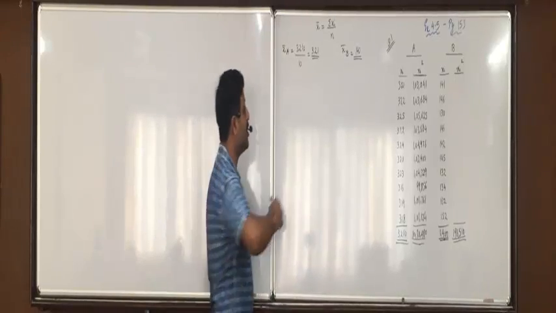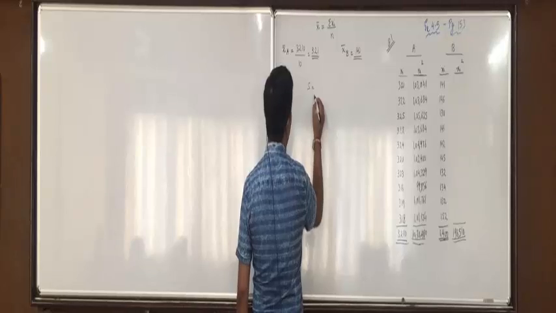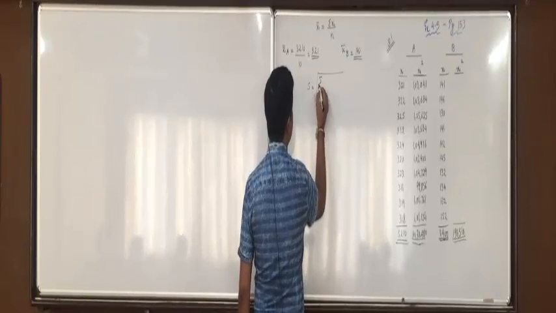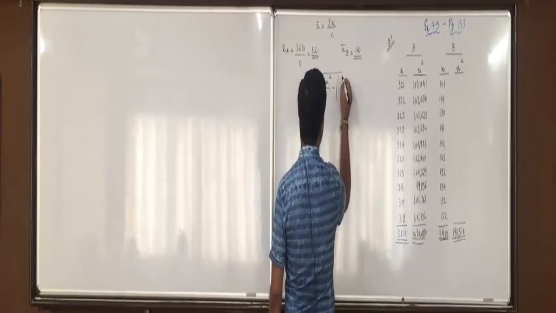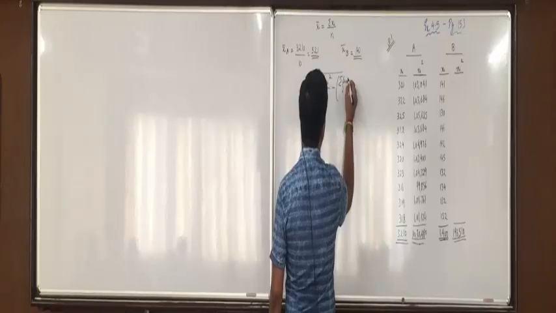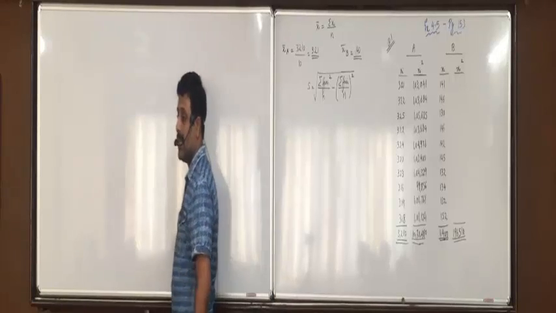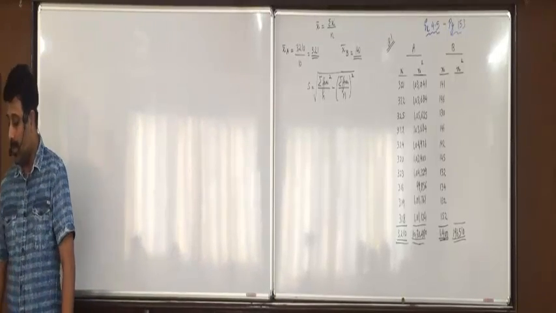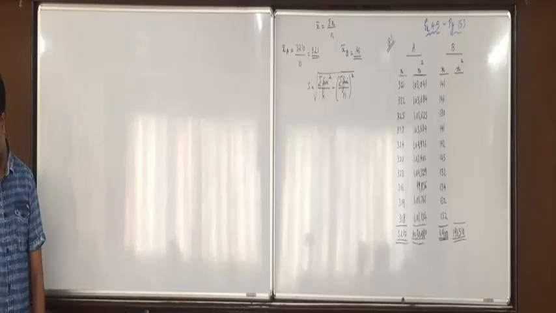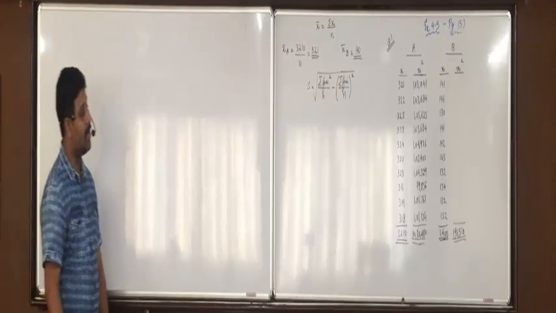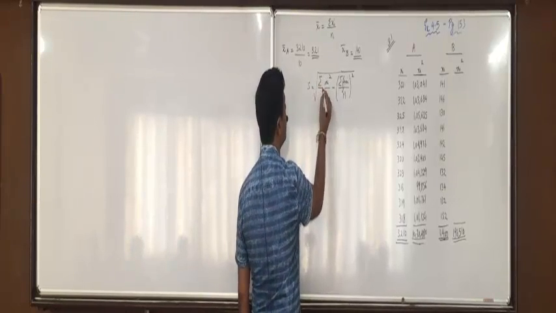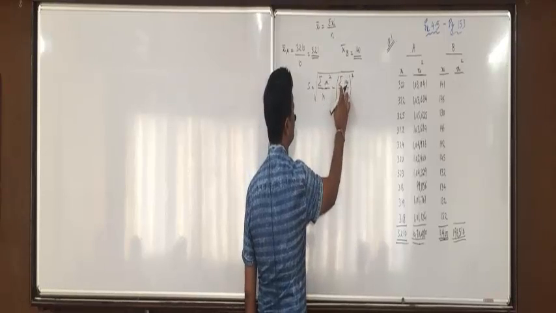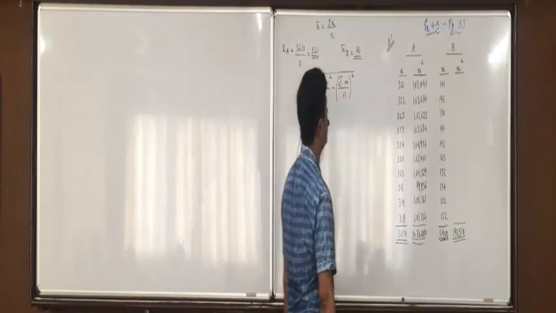Same way, standard deviation, again in the center. We'll write the formula one time. Sigma xi square upon n minus sigma xi upon n whole square. I'm sorry, fi is not there. Cancel fi. Sigma xi square upon n minus sigma xi upon n whole square.